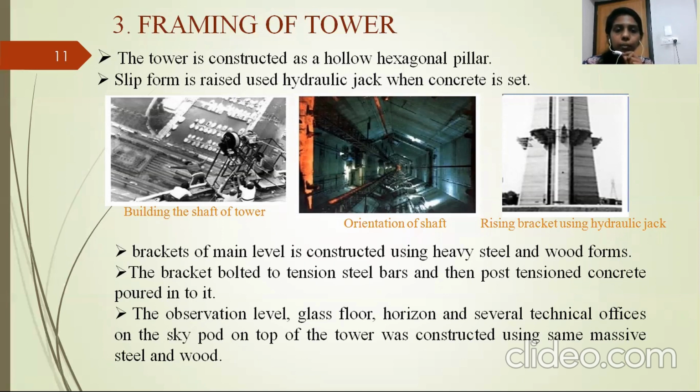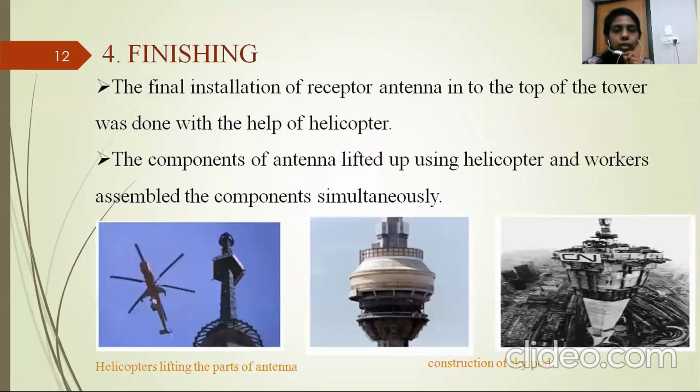The brackets of the main level are constructed using heavy steel and wood forms, and these brackets are bolted to the tension steel bars, and then post-tensioned concrete is poured into it. This bracket is also raised using a hydraulic jack as shown in the figure. Then the observation level is constructed using glass, and it was bulged outward as shown in the figure. It helped to give a clear view for the viewers.